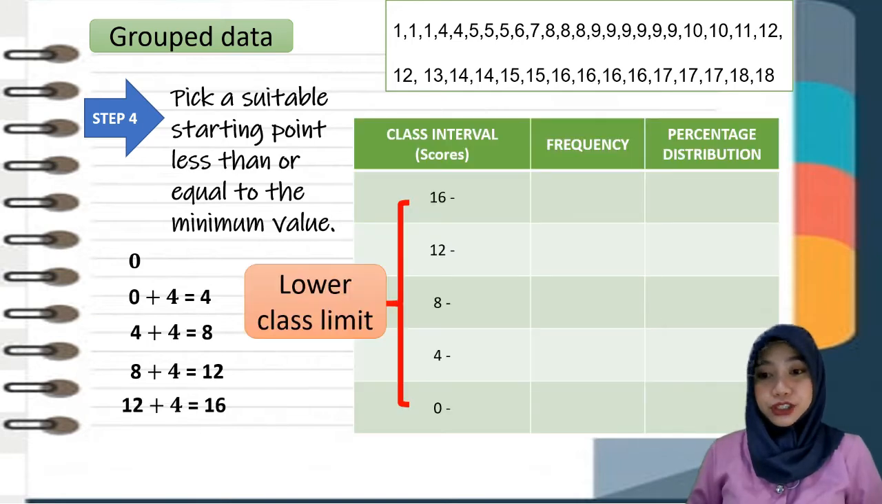All our answers from adding the class width to the minimum value will be written in the first column, which is the class interval or the scores. So we will write 16, and then followed by 12, then 8, then 4, and then 0. The 16, 12, 8, 4, and 0 are what we call the lower class limit.